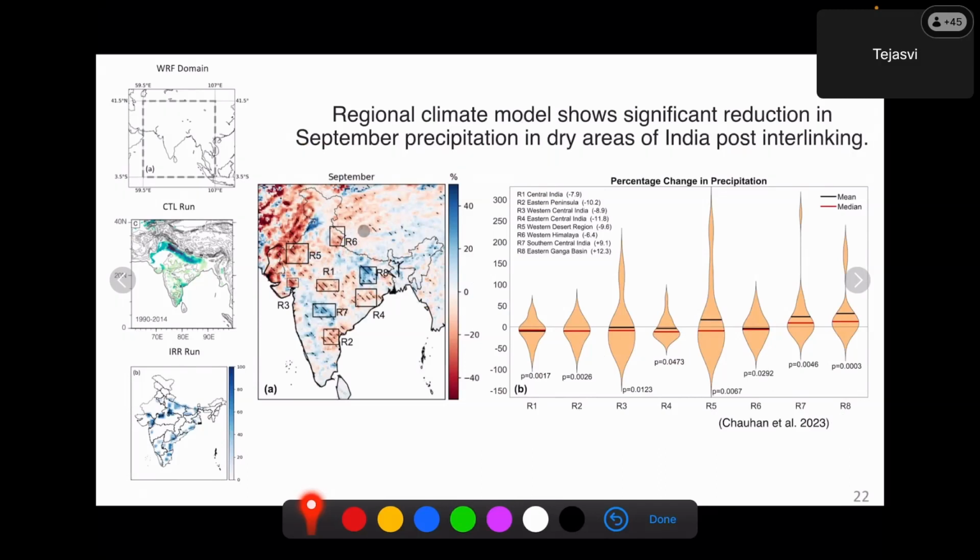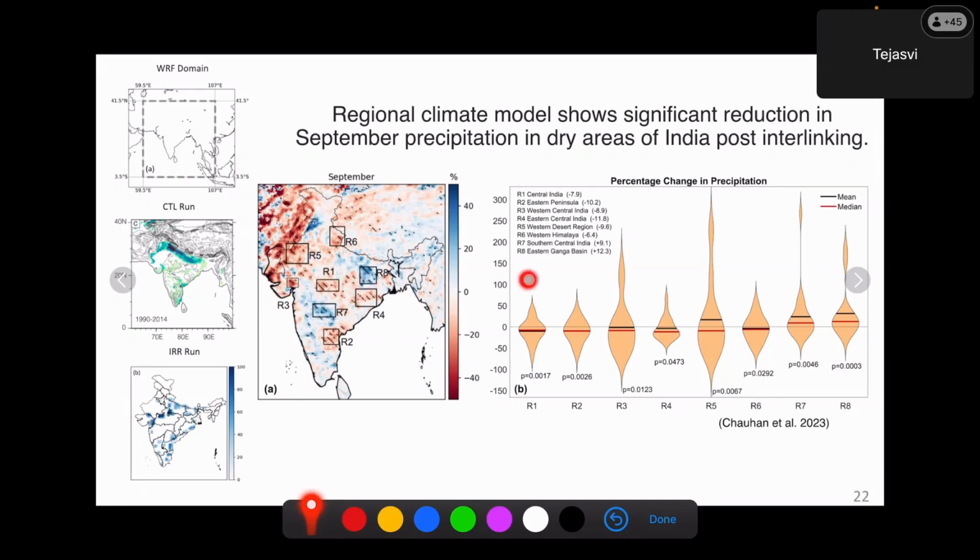So it is obvious, it's intuitive that we would find most of the significant changes during the month of September. But what was surprising is that there is going to be some drying in some parts of the country, and some of these regions have nothing to do with where irrigation was applied. So this figure here shows where irrigation is being applied, and some parts of the country which are not involved in these projects might also get dry, because this is primarily because land atmosphere feedback is getting redistributed.